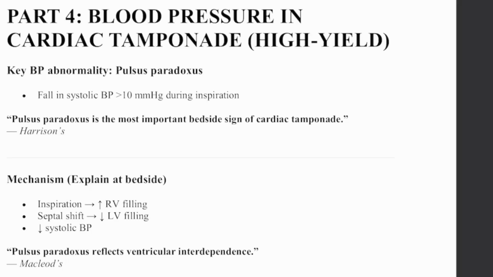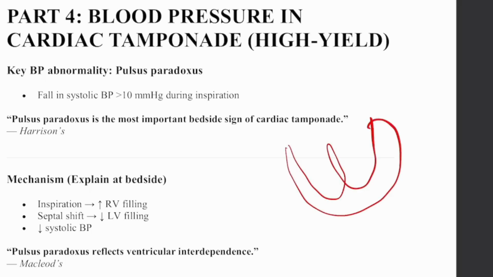Now you look into the blood pressure in cardiac tamponade. So what is cardiac tamponade? Cardiac tamponade is a condition in the pericardium which affects the filling of the ventricle. Suppose there is a cardiac tamponade, there is pericardial fluid or pericardial effusion, which produces defective ventricular filling. In such a condition, the characteristic finding that you get is called pulsus paradoxus.